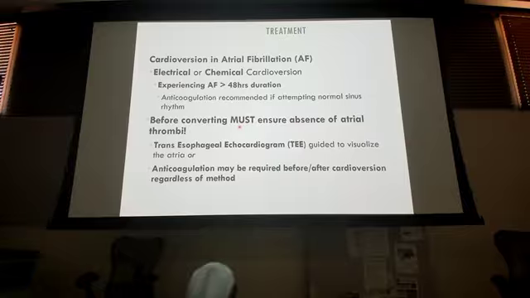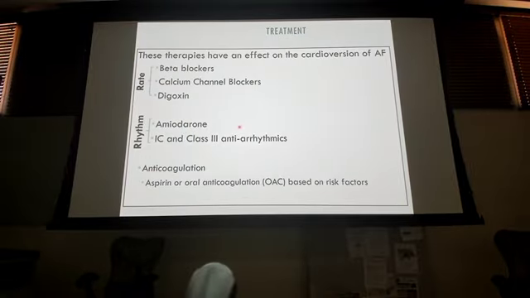So we still kind of try to make sure that we keep them anticoagulated while their rhythm is trying to figure out what's going on. And it helps us maintain that rhythm. So here are the things that we could potentially use to cardiovert our patient, right? So we had our rate control drugs that we talked about, and then these are the rhythm control drugs that we will use when we're talking about our cardioversion.